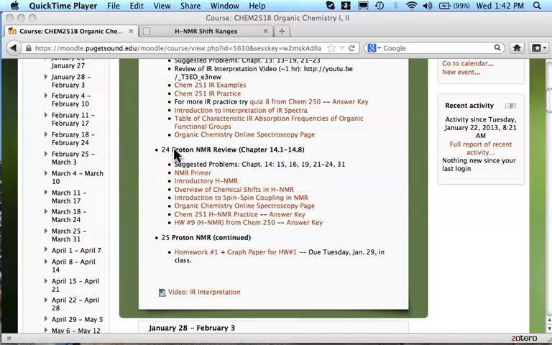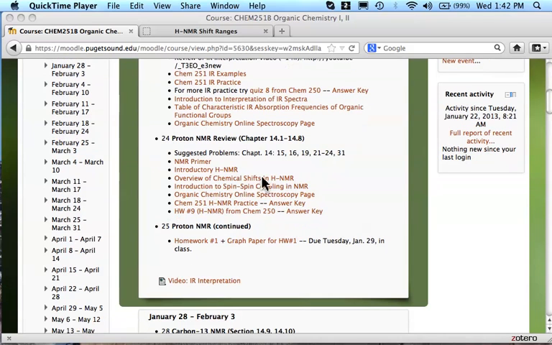This is John Hansen, and in this short video I'm going to give you a quick overview of Proton NMR, a quick review, so that you're ready to go for class tomorrow. What you might want to do is pull up the Moodle site, where I've put up a file, the introductory H-NMR, which I'm going to be describing, and you might want to pause the video and print that out so that you can annotate it as we go along.